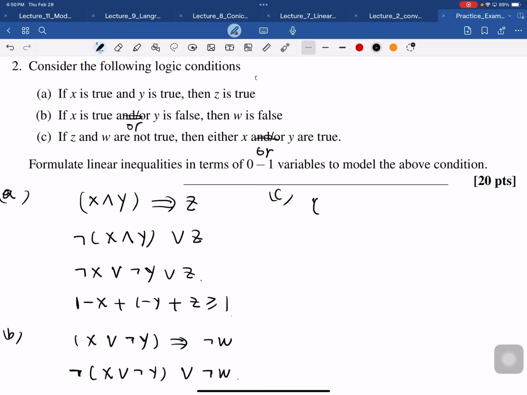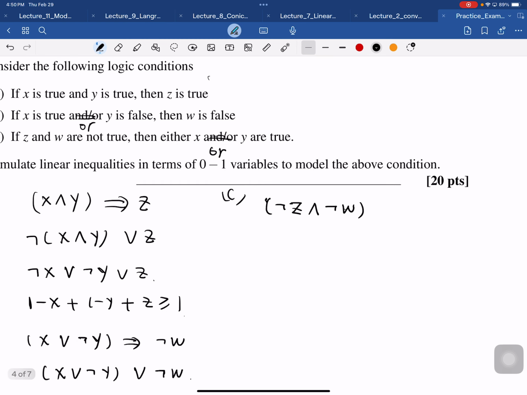z and w are not true, that will be the negation of z and the negation of w, right? Then that implies either x or y are true, right? That's the thing we want to formulate here. And similarly, I will do it quickly for this problem then.